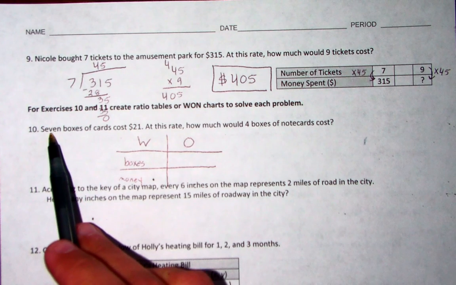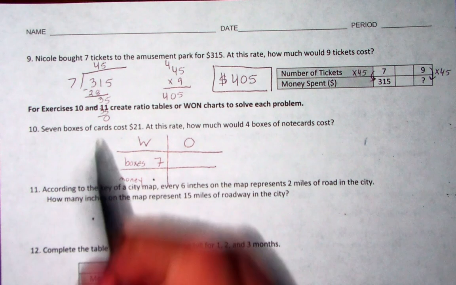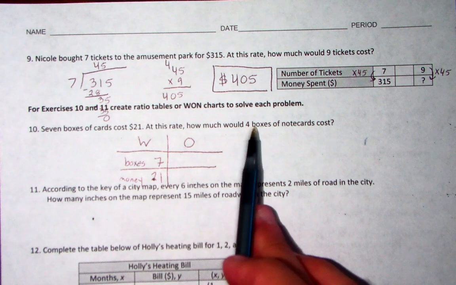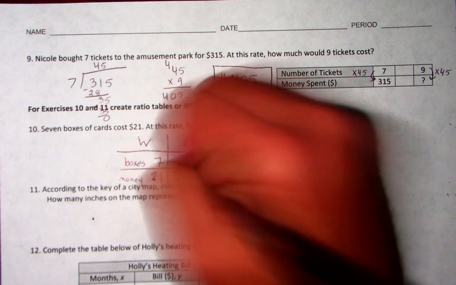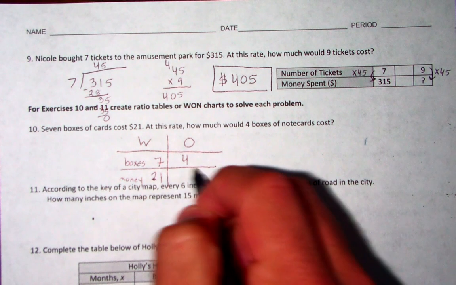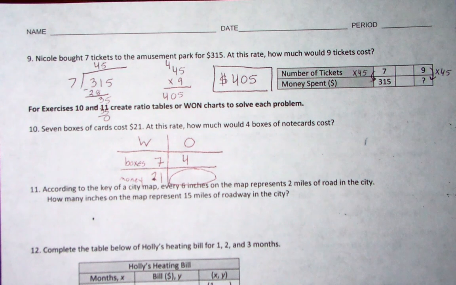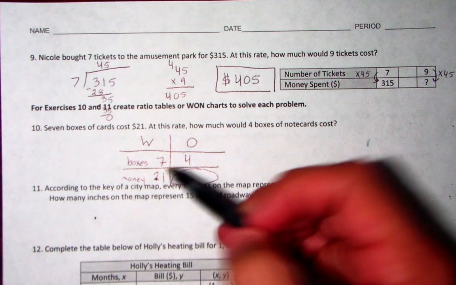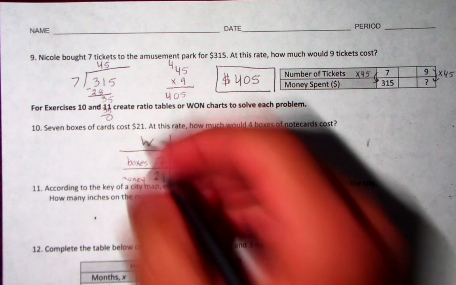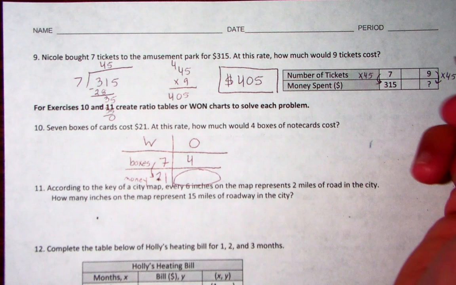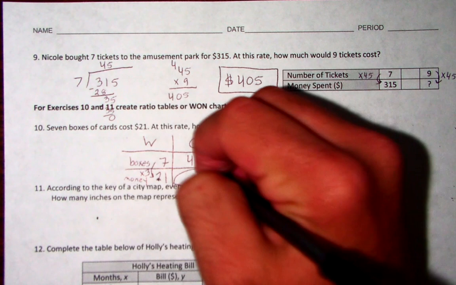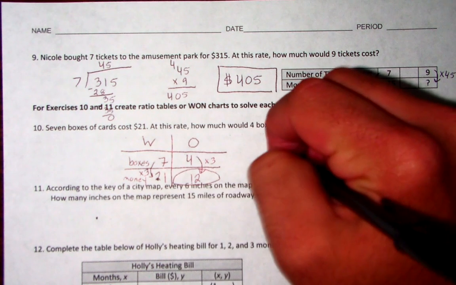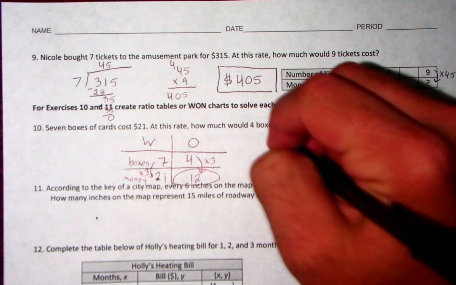Well, it says 7 boxes cost $21. At this rate, how much would 4 boxes cost? So we're solving for this piece right down here, which is money. Alright, well, there's really not a good scale factor to go from 7 to 4. But there is a good scale factor of going from 7 to 21. So to go from 7 to 21, what did you multiply by? That's right, you multiplied by 3. So what is 4 times 3? Oh, good, it's 12. So they spent $12 on 4 boxes. And there's your answer.